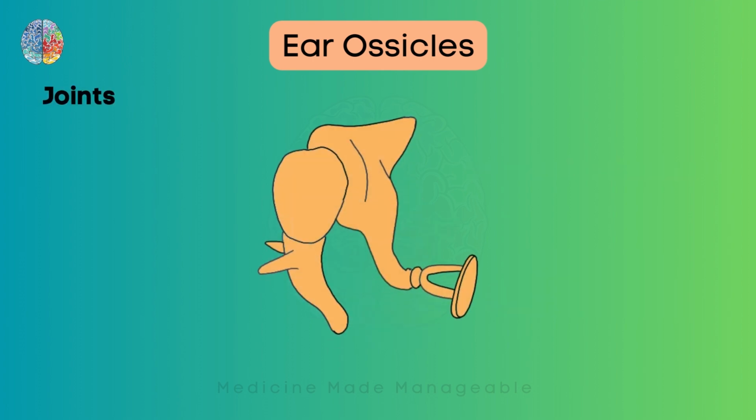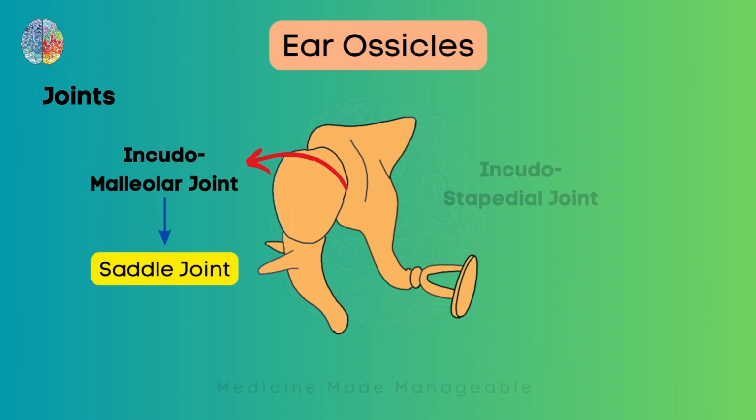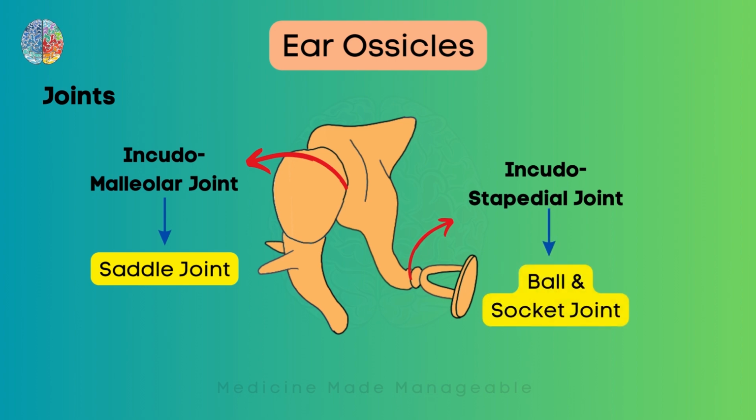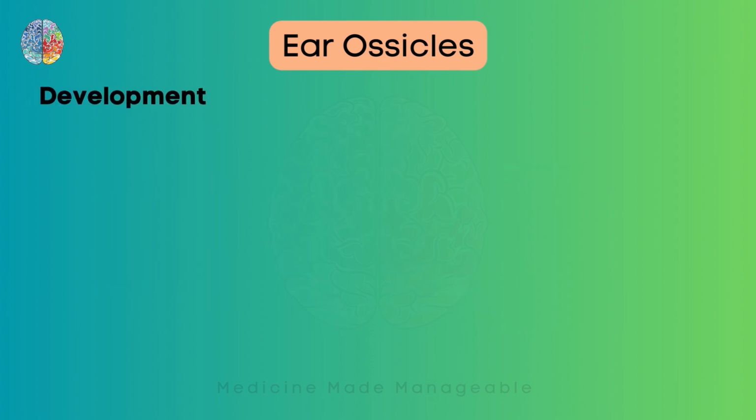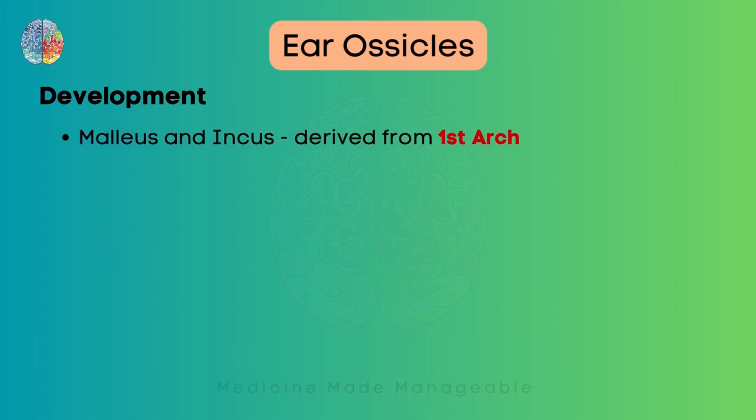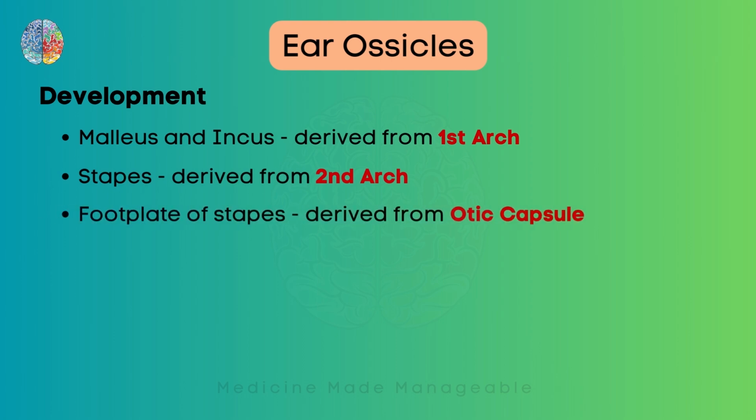Now what are the joints between these bones? The incudomalleolar joint, which is between the malleus and incus, is a saddle joint, and the incudostapedial joint, which is between the incus and stapes, is a ball and socket type of joint. So these can come as one-liners. Now embryologically, it is very important to know about the development of these bones. The malleus and incus are derived from the first arch, but the stapes is derived from the second arch. And the most important thing to remember, the foot plate of stapes is derived from the otic capsule. So these are important one-liners to remember.